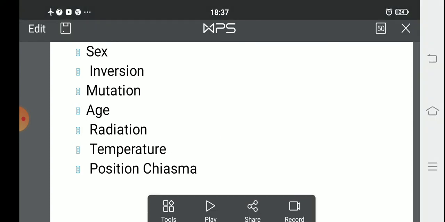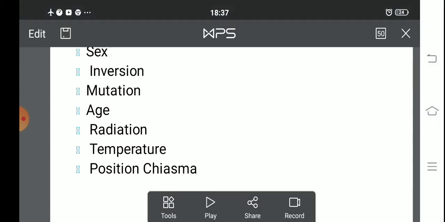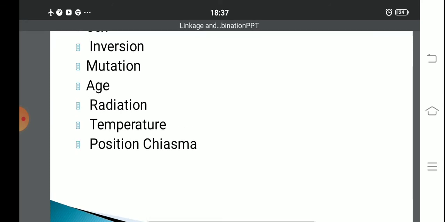Next is temperature. In Drosophila, what we had seen is that high and low temperature increase crossing over. Now the next point is position. In the chromosome, the area near the centromere and the telomere has a lower percentage of crossing over. Position means the area near the centromere and the telomere. Telomere means the end of the chromosome. There are fewer chances of crossing over there.